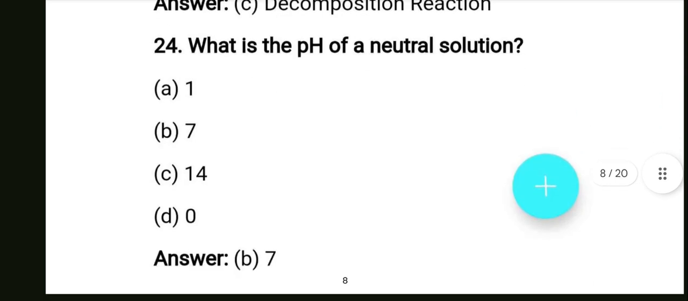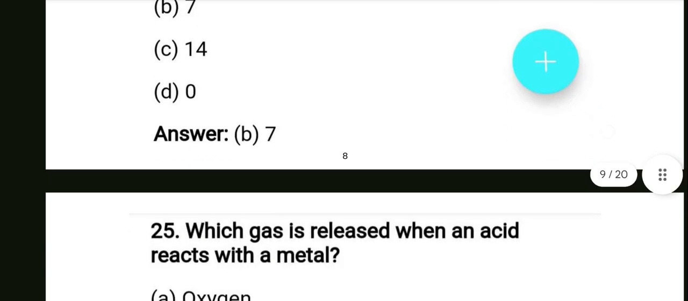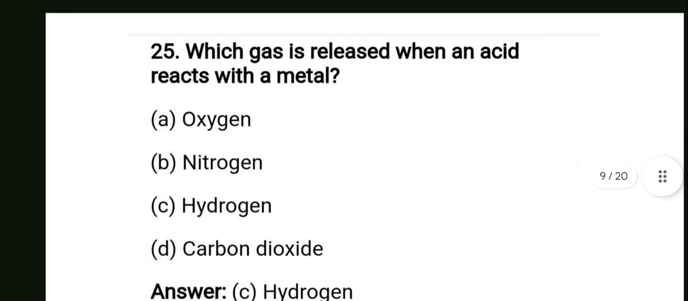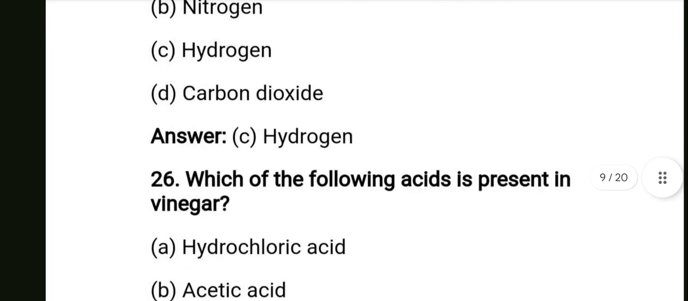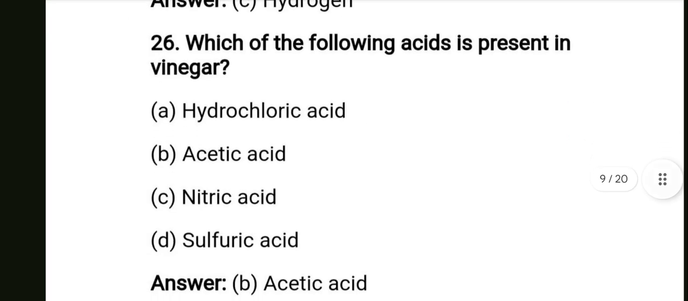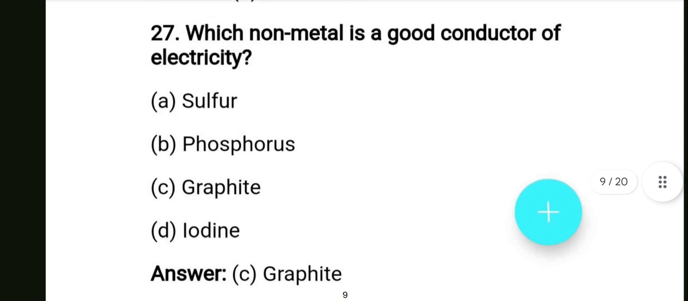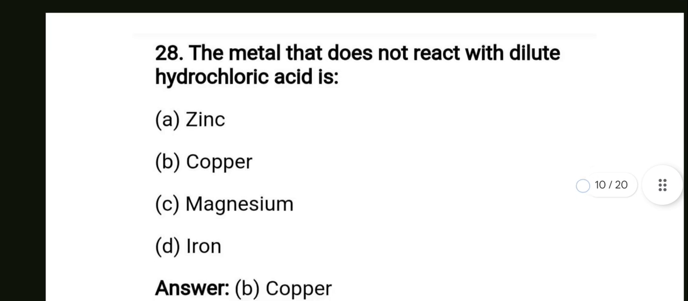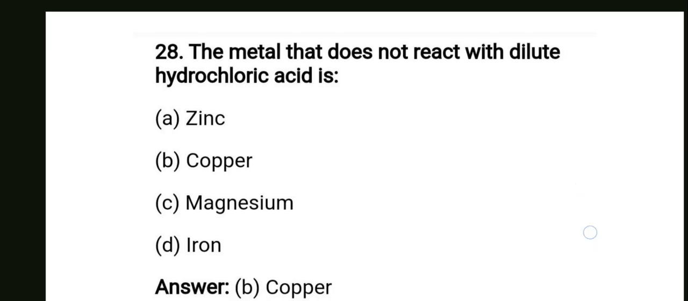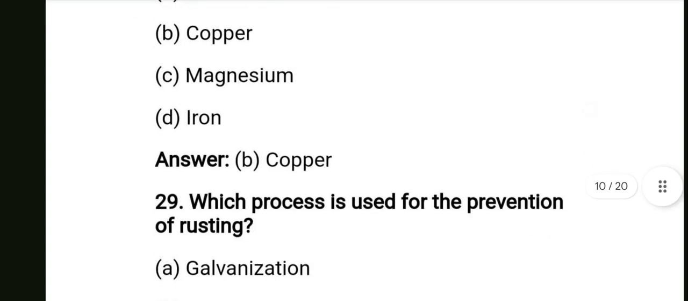What is the pH of a neutral solution? Option B, 7. Which gas is released when an acid reacts with a metal? Option C, hydrogen. Which of the following acids is present in vinegar? Option B, acetic acid. Which non-metal is a good conductor of electricity? Option C, graphite. The metal that does not react with dilute hydrochloric acid is option B, copper.